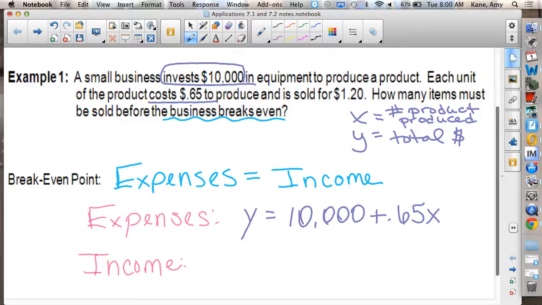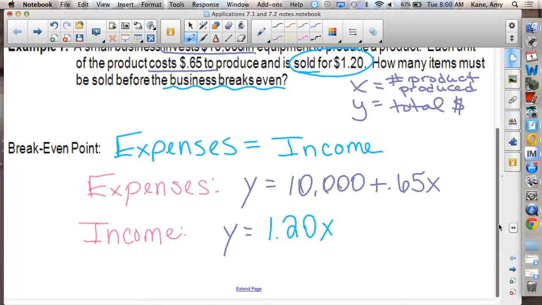So then income is how you're earning money. Amber, how would we earn money? We would sell the product. Yeah, so when we sell the product, how much are we selling it for? $1.20. So I'm earning money by selling the product for $1.20. That product costs 65 cents to make, plus the additional $10,000 that I have to spend. So these would be my two equations.